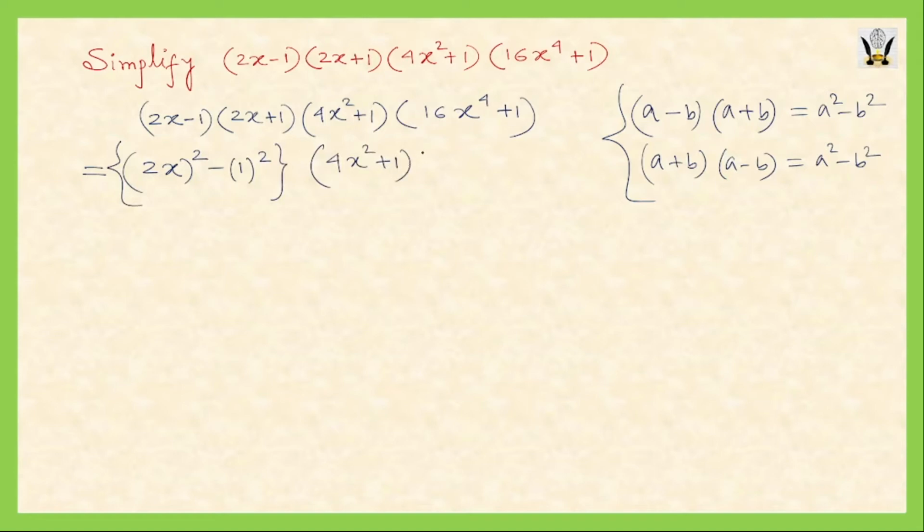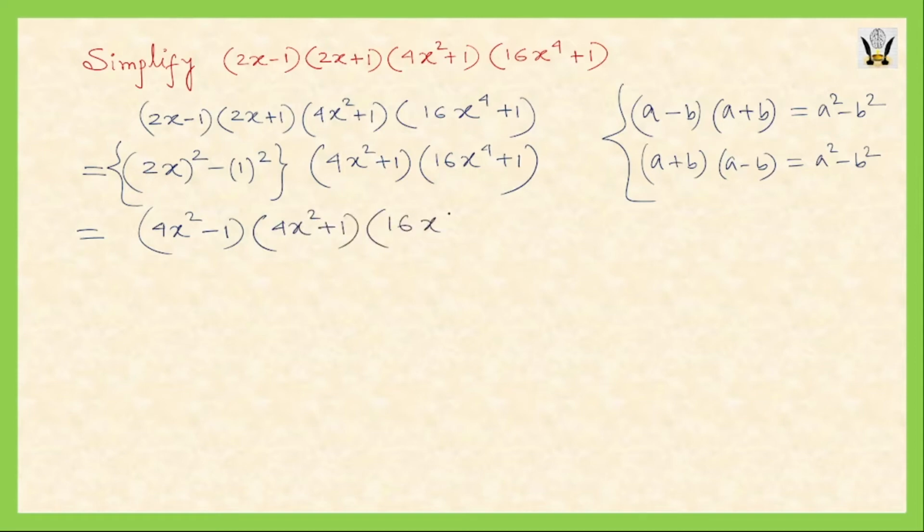4x square plus 1, here it is 16x to the power 4 plus 1. We may not write this line directly. If the terms are simple, then we can mentally calculate them and directly write. So we can skip this line. Here it will be 4x square minus 1, so it will be 4x square plus 1. That way we can save our time. 16x to the power 4 plus 1, and then again we can see here that we have the same format, a minus b, a plus b. Only difference is here a is equal to 4x square and b is again equal to 1.